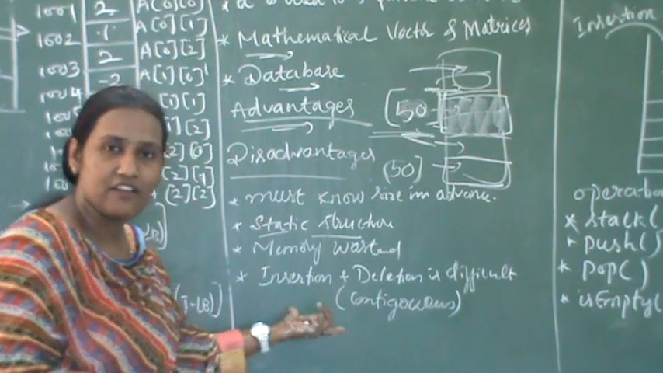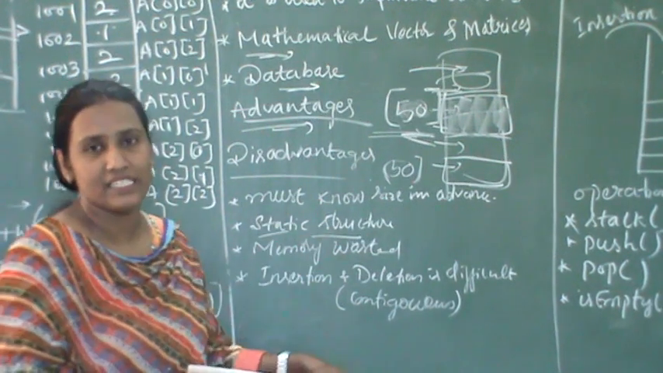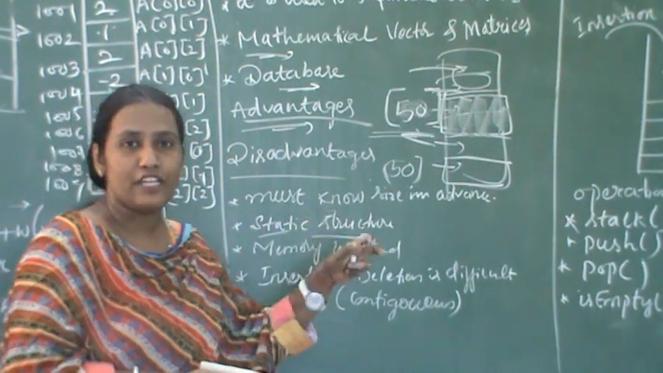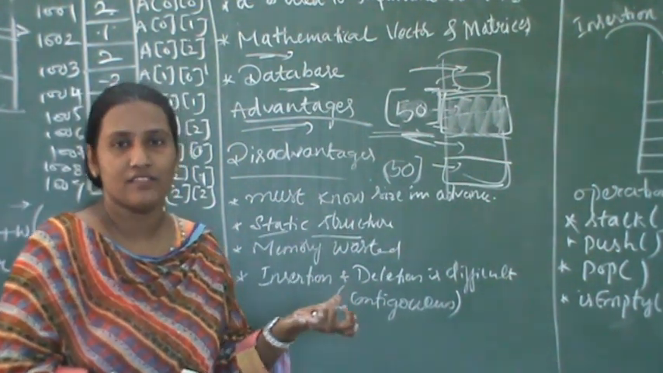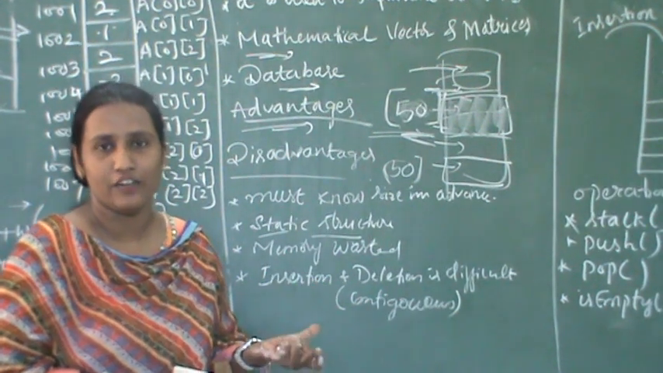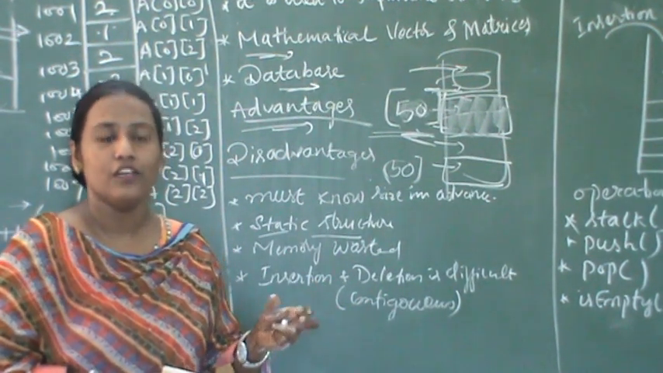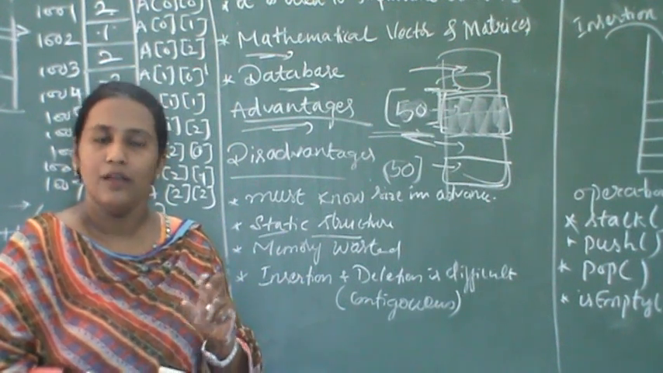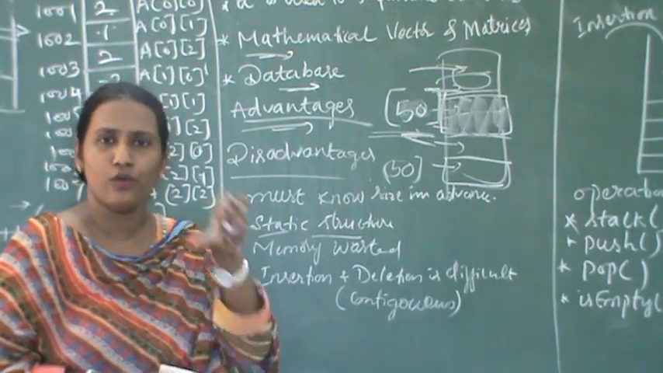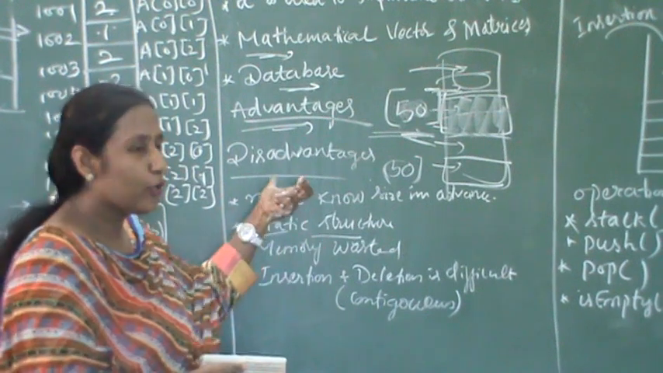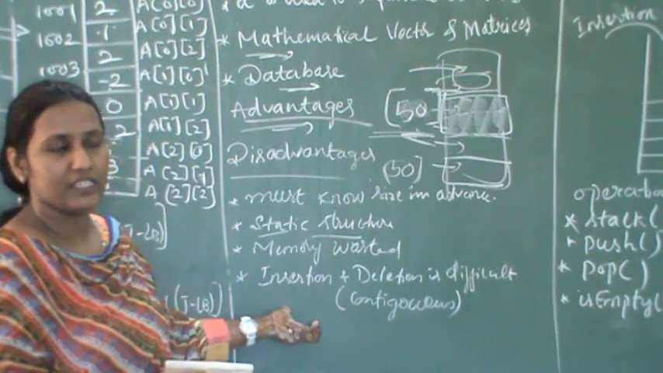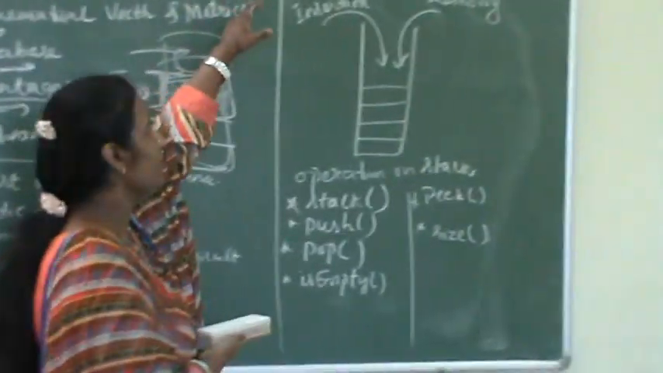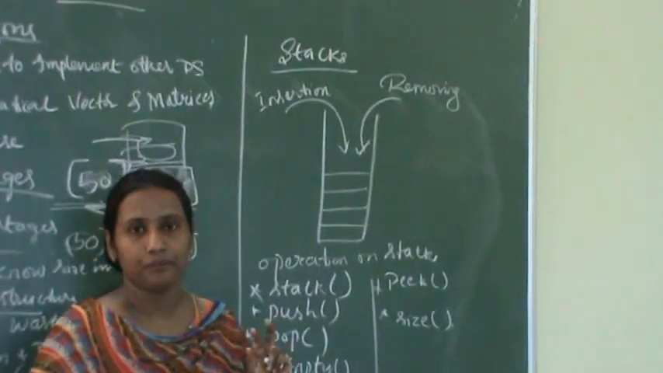But along with the advantages, we also have certain disadvantages. What are those disadvantages? The size should be known in advance. We should know the size of the array in advance: how many elements we are inserting, how many elements we are going to use to execute the task. But all the time the number of elements will not be fixed. So in order to overcome these difficulties, one more data structure has been introduced. That data structure is called a stack.